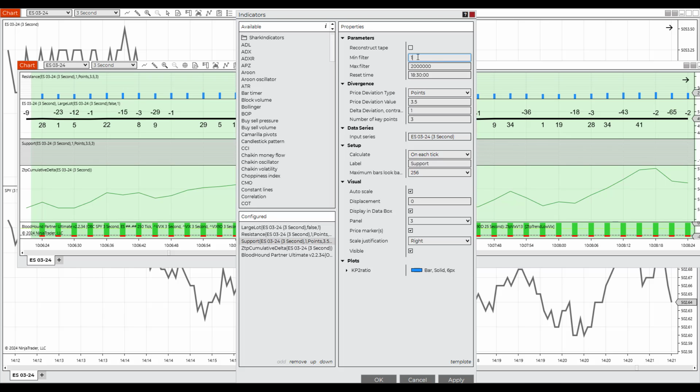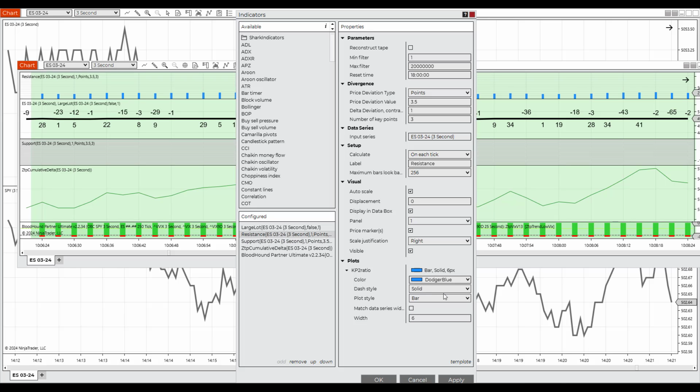We're going to do a min filter and a max filter. We're going to change our reset time to 1800 if we're in Eastern Standard Time. We're going to put the price deviation value at 3.5. And the other settings is we're just going to change the plot to a bar and set its width to 6.